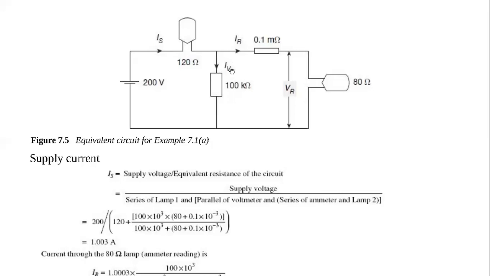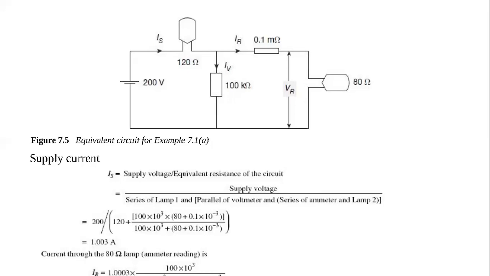IV being the value of the current through the voltmeter, IR being the value of the current through the load, the 80 ohm load, and also through the ammeter, that is 0.1 milliohms.